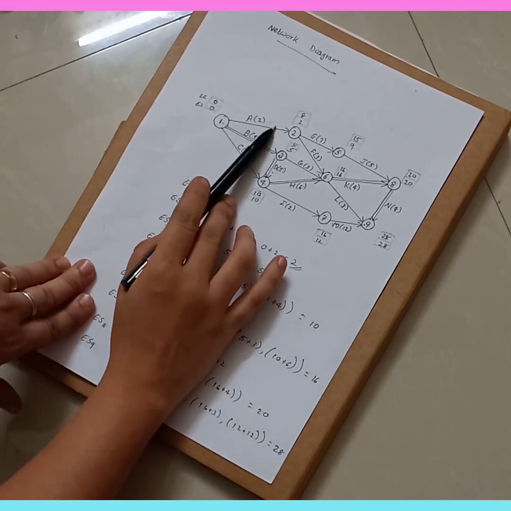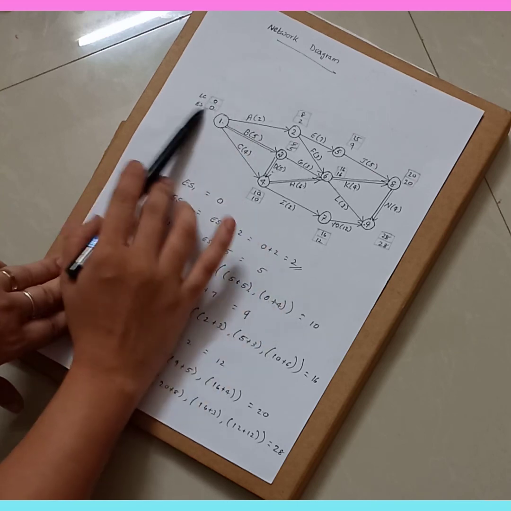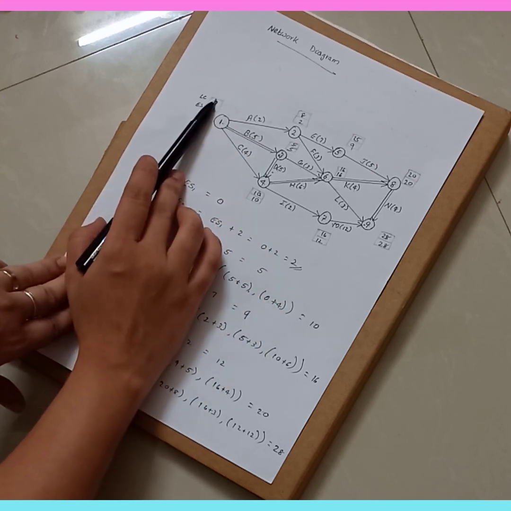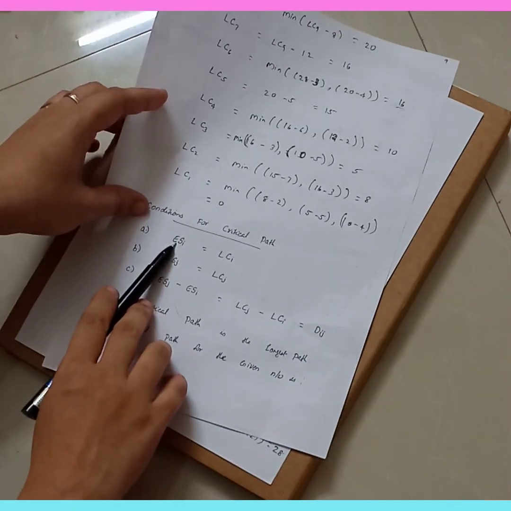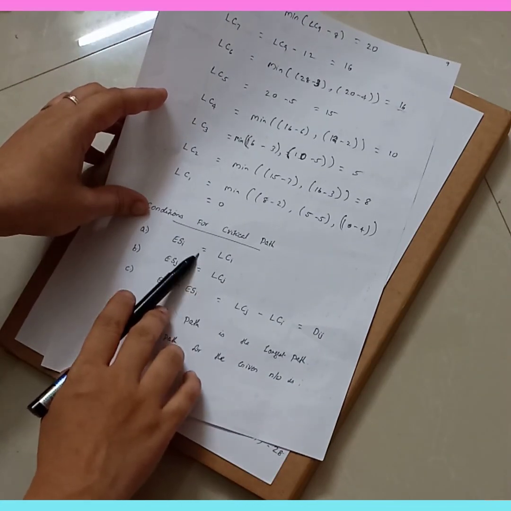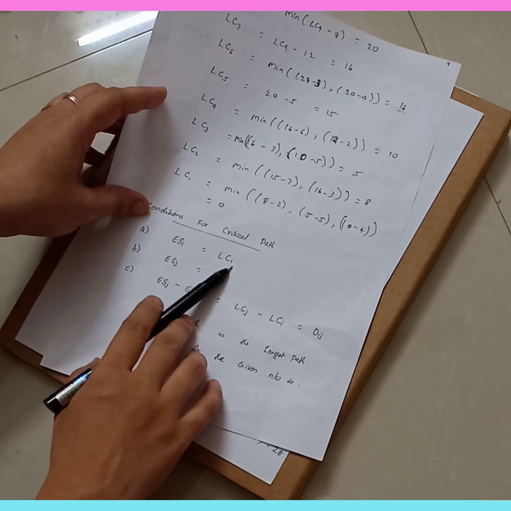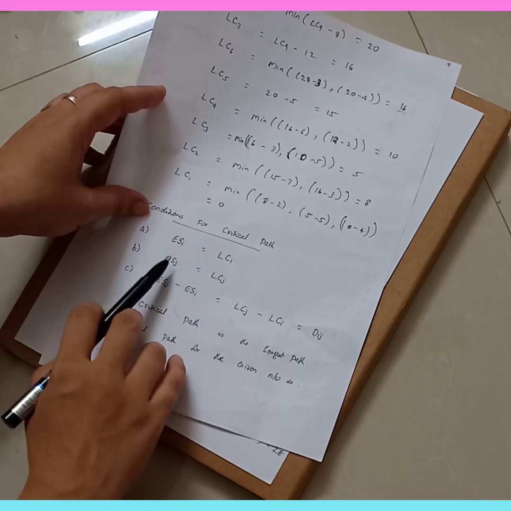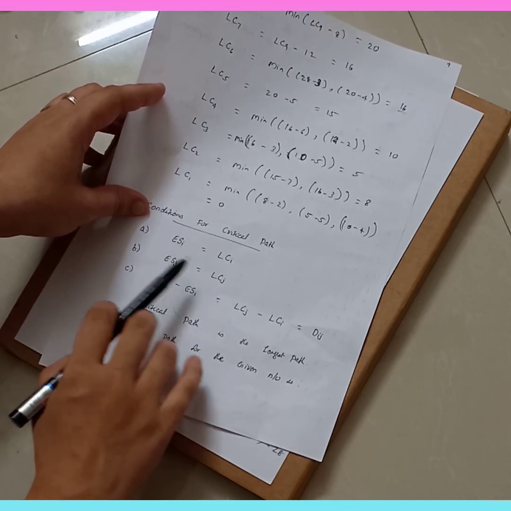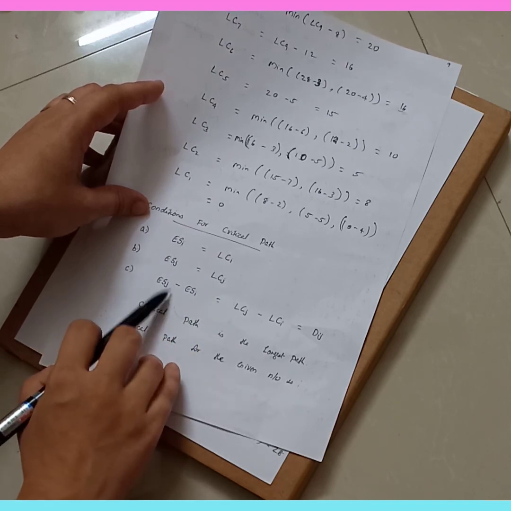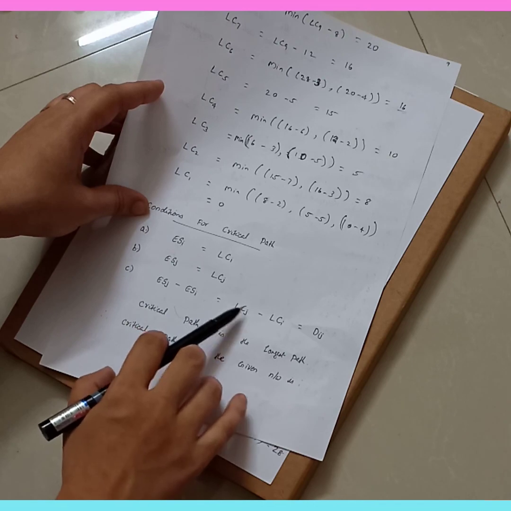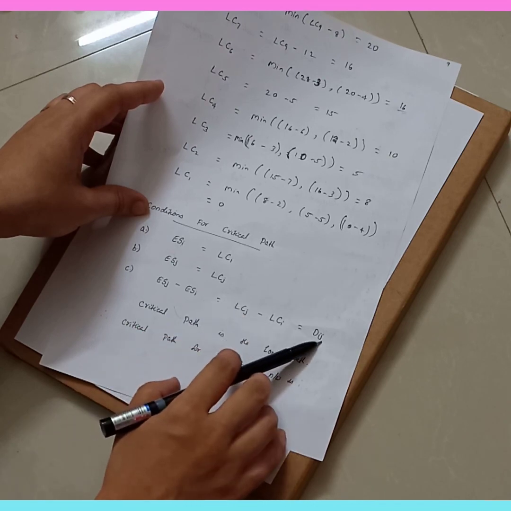Then you have to mark all the activities and the duration. Later on find out the early start time and latest completion time. Now the condition for critical path is that the early start time of the starting activity should be equal to the latest completion time of the starting activity, and the early start time of the ending activity should also be equal to the latest completion time of the ending activity. And again ESJ minus ESI should be equal to LCJ minus LCI, which is equal to the duration.